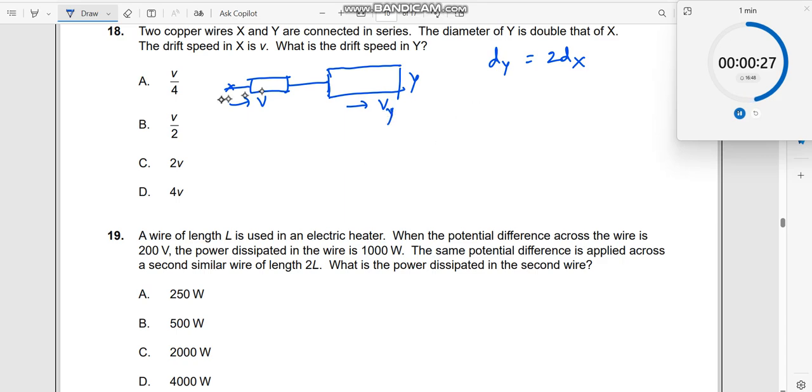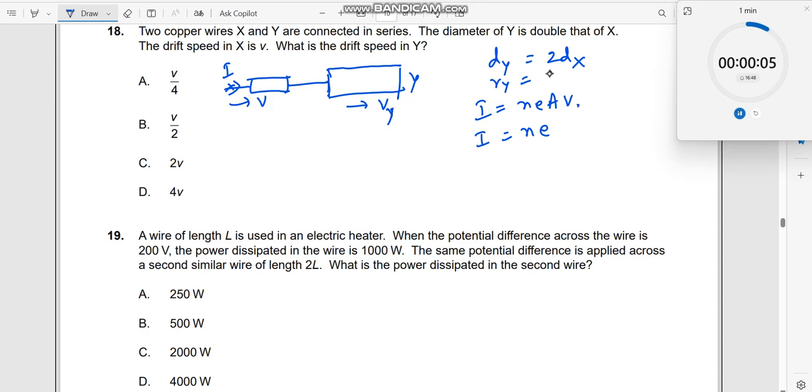We know that if they are connected in series, the same current should flow here. Same current, right? So therefore, in the first case, I is equal to NEAV. In the second case, also the same current should flow, which means that this should be NEA. What is A here? A in the first case is nothing but pi r square. If D is the diameter, r should be its radius, right?